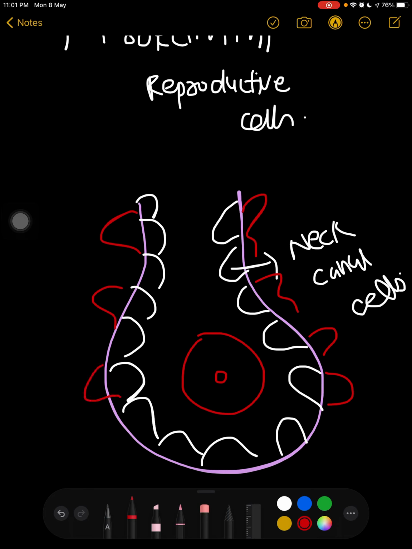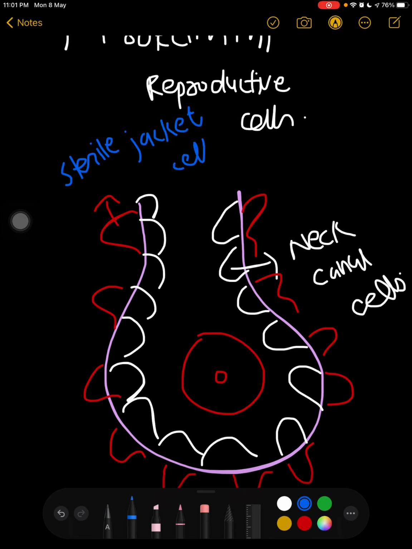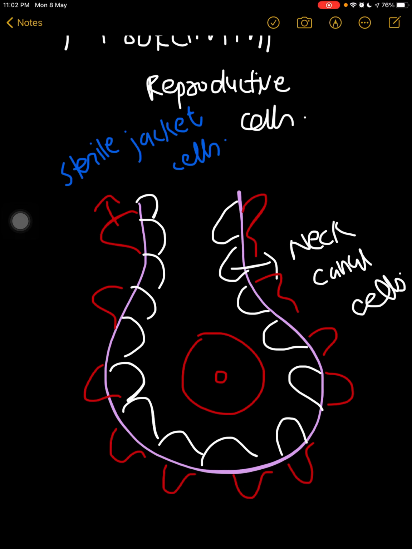These are known as sterile jacket cells. Sterile jacket cells basically protect from desiccation, like they help the gametes not to get dry, right? This was the structure of the archegonium.